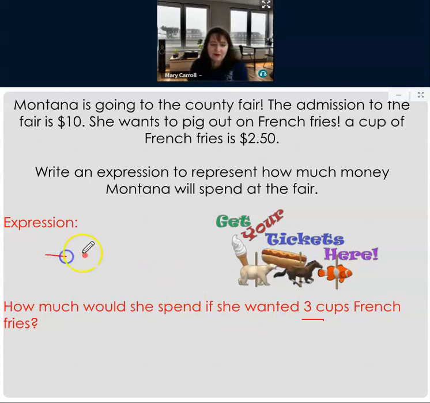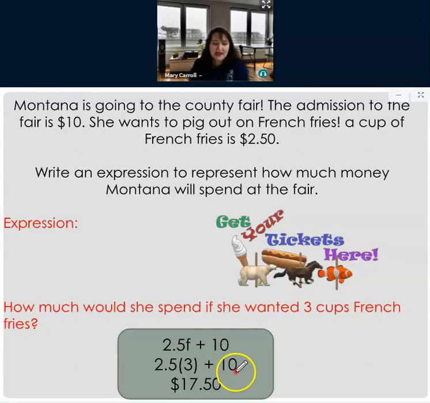Alright, so we still have our x here, and we have this. We're putting our 10, and we're going to put our 2.5 here. And we're going to then replace the x with 3. My answer is going to be $17.50. Hopefully you got that.